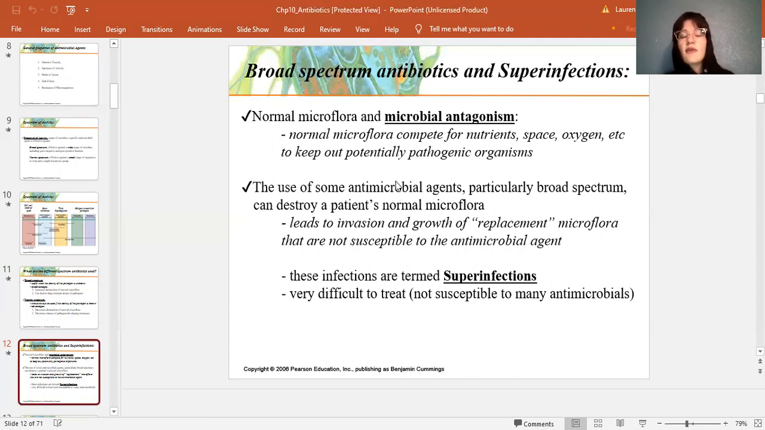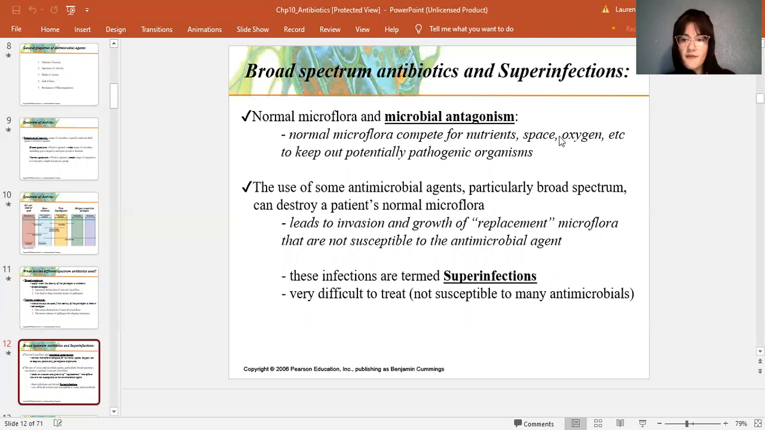Because remember, we're giving an antibiotic and they're getting an infection. Like that's scary. Not only that, but you also have to think, their normal flora is gone, which means they have no line of defense in that time because they compete. Normal flora competes for nutrients, space, oxygen. So let's say one E. coli lands on your arm.